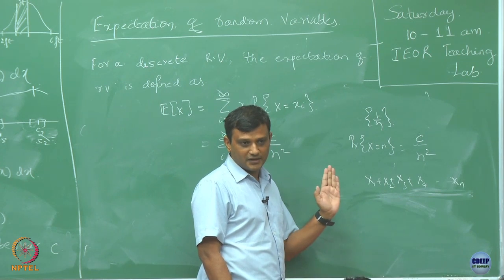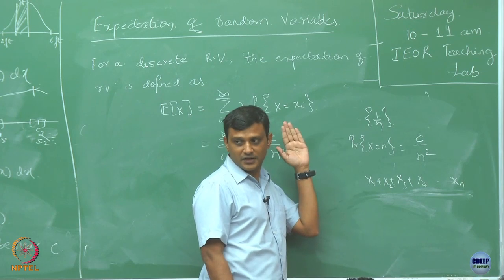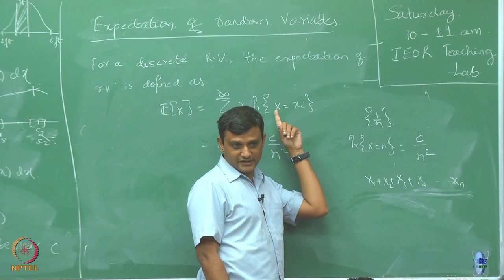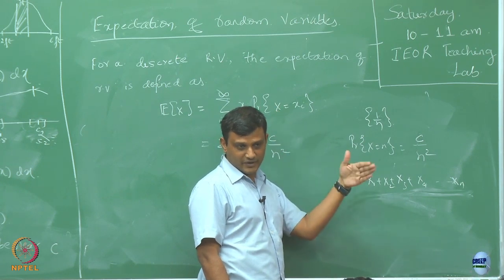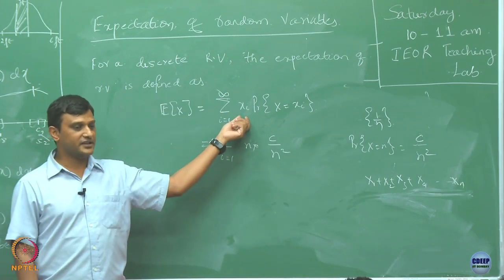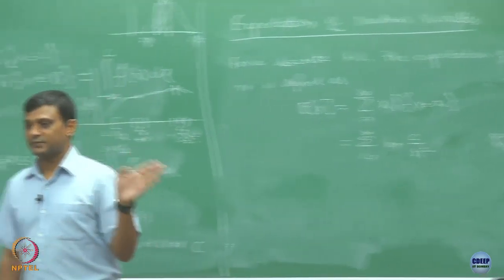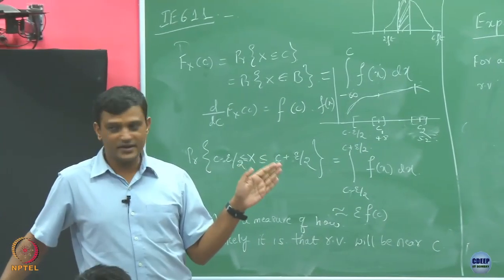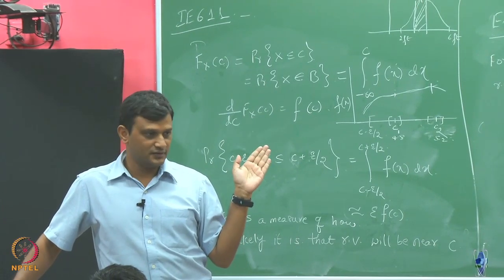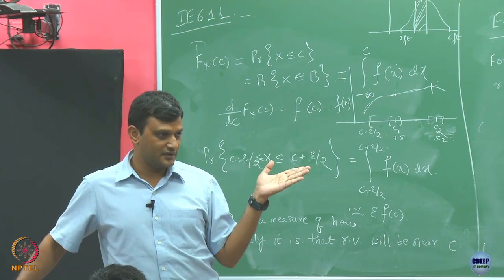That is the interpretation we want to derive, and that should be naturally coming from this formula, right? So, fine, the final point is, this expectation need not be one of the possible outcomes. This could be any value in the real numbers.